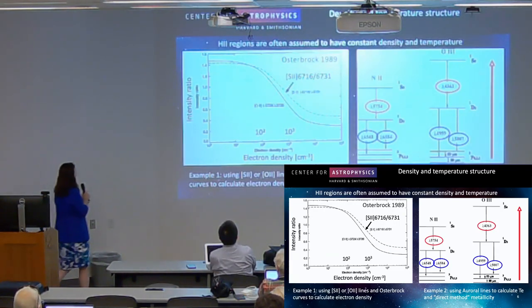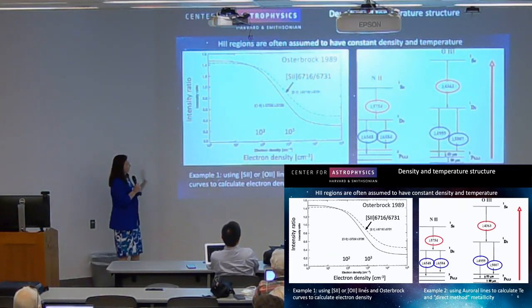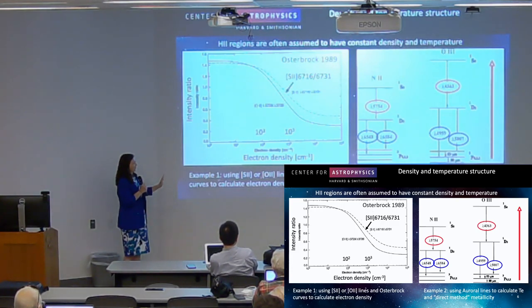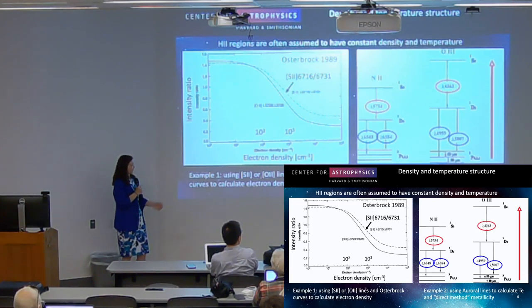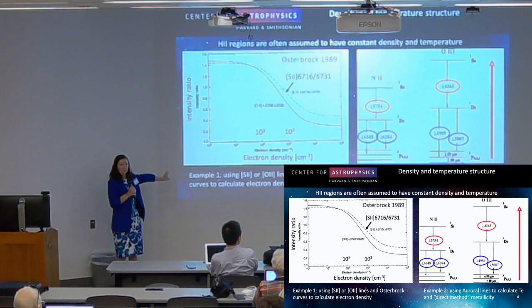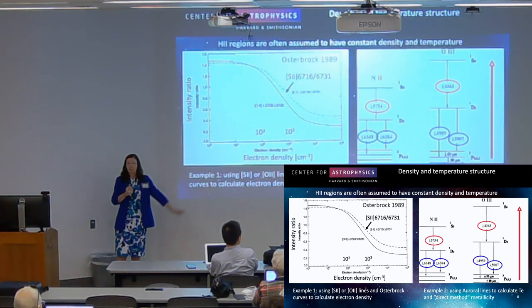And so one of the problems that we've had in the past with estimating parameters of galaxies or H2 regions is that we've been using these diagnostics. These ones are from Osterbrock. We've been using diagnostics such as the sulfur 2 lines, the oxygen 2 lines, nitrogen 2, oxygen 3 to measure density and temperature. And these all assume that you've got a constant density and a constant temperature throughout your whole nebula.